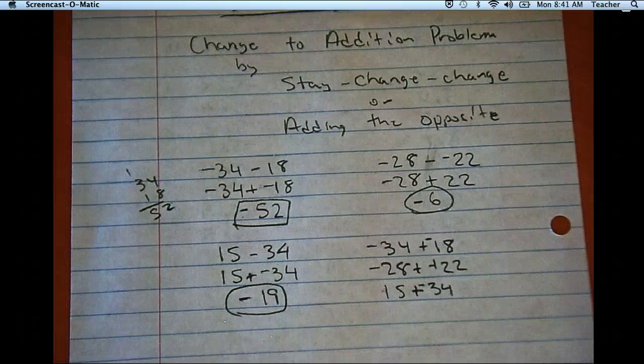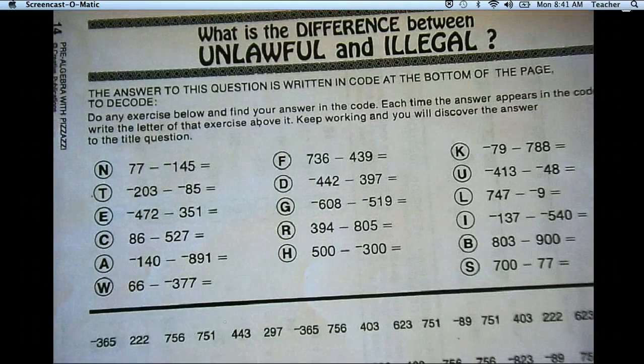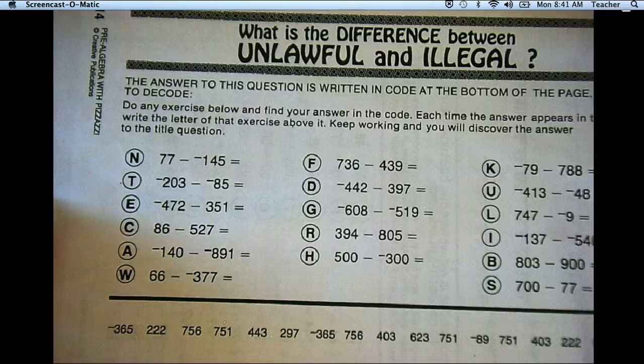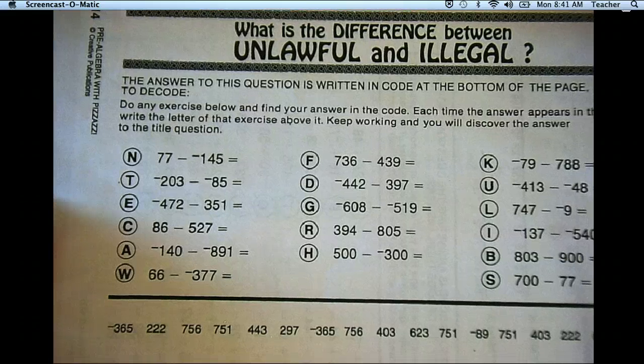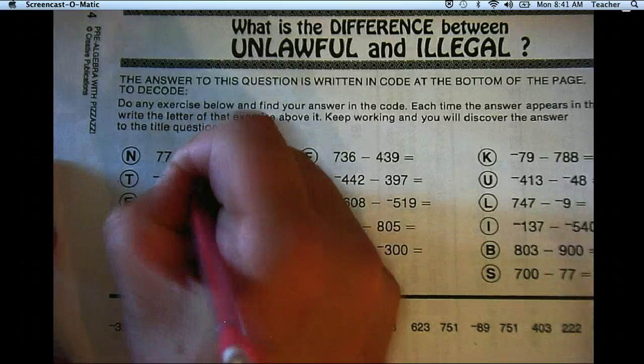If you want to use stay, change, change for now, you can. If you can think of it, add the opposite, that's fine also. But on today's homework, you have to rewrite all the subtraction problems. Here's an example on page 14, one of your worksheets that you have to do. So I have to rewrite that. So I can stay, change, change, or add the opposite. The 77 stays the same. I'm going to add the opposite.